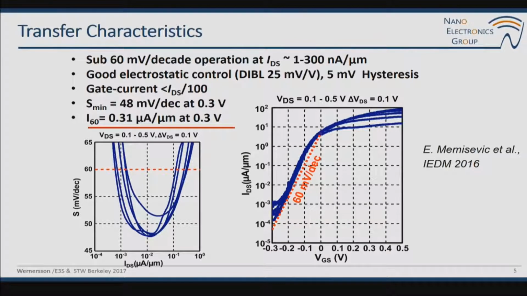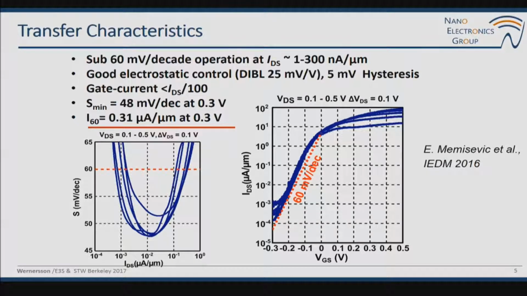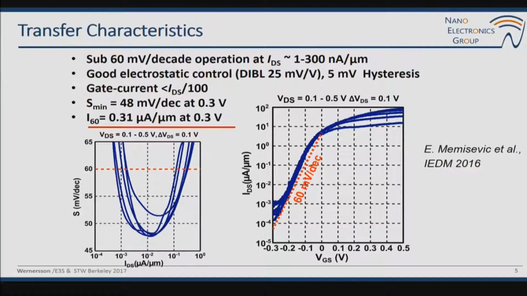Then also some more metrics. The sub-60 millivolt per decade operation is in the range of 1 to 300 nanoamps per micrometer. So we have a bit more than 2 orders of magnitude. The steepest slope is about 48 millivolts per decade, in this case at 0.3 bias. And we reach an I60 of about 0.3 microamps per micrometer. So this is roughly state-of-the-art, the best devices that we made.